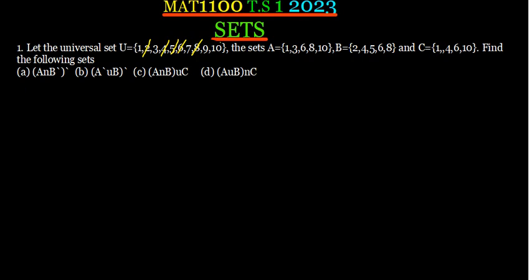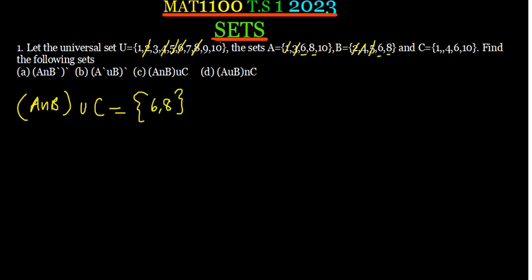The next one we want to find is (A intersect B) union C. Firstly let's find A intersect B, what is in A and in B. We can see that 1 is not common in both sets, 2 is not common, 3 is not common, 4 is not common, 5 is not common, but 6 is common in both sets and 8 is common in both sets. So it is just 6 and 8, which is A intersection B. And then union the set C, which is 1, 4, 6, and 10.